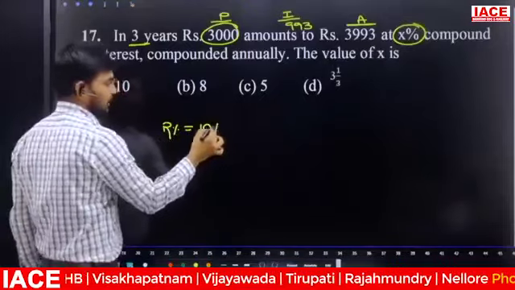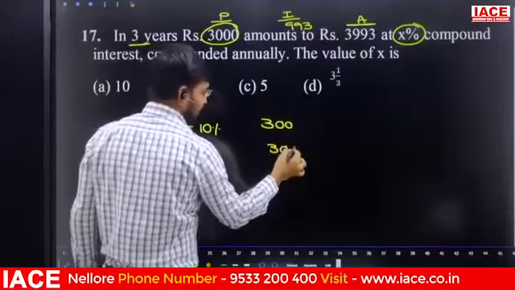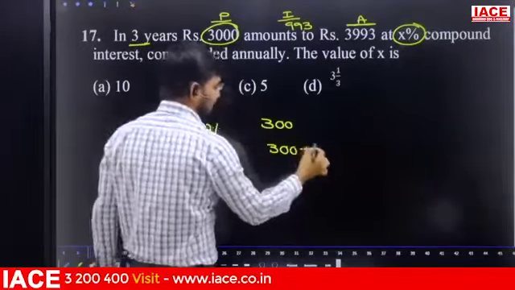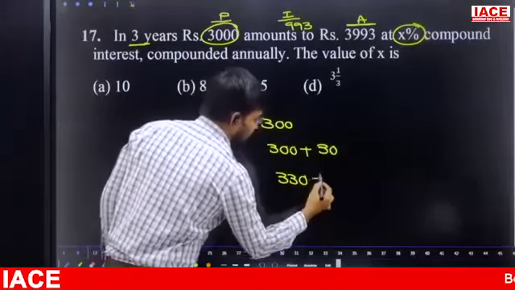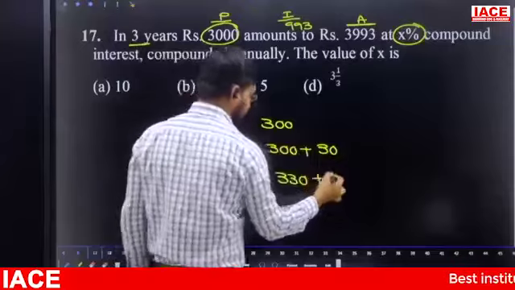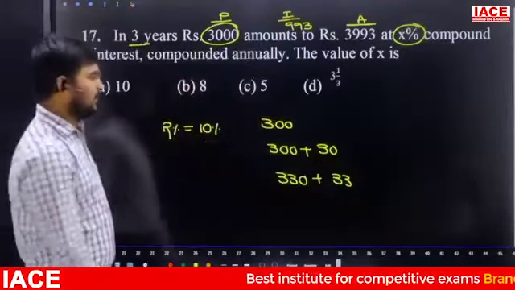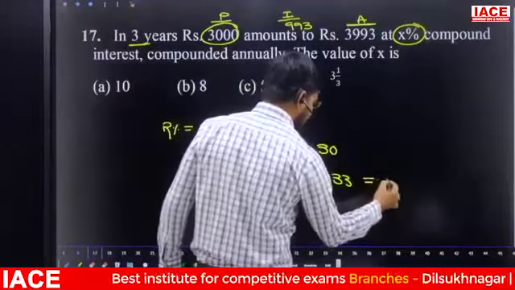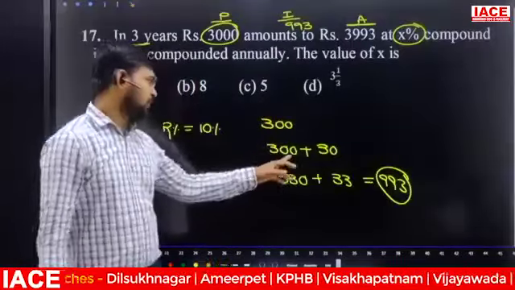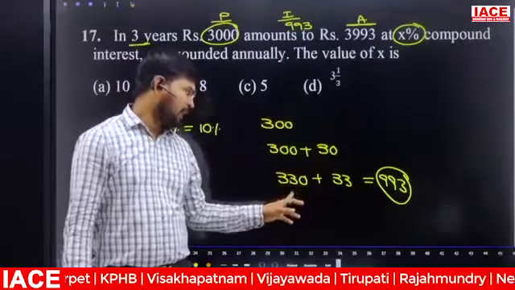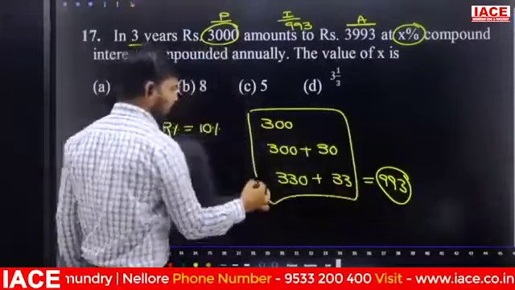If I start with the 10% rate of interest, first year interest is 300. Second year interest is what? 300 plus 10% of 300, that is 30, so 330. Third year interest is 330 plus 10% on 330, that is nothing but 33. Then definitely this will be equivalent to 993, yes or no? Total 993. All of you clear? So 630 plus 960 plus 33, if I add all these things, then we will get 993, right? So your answer is what?